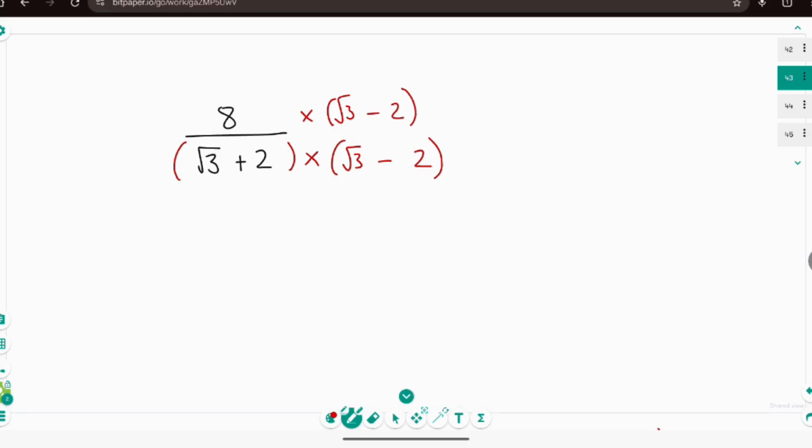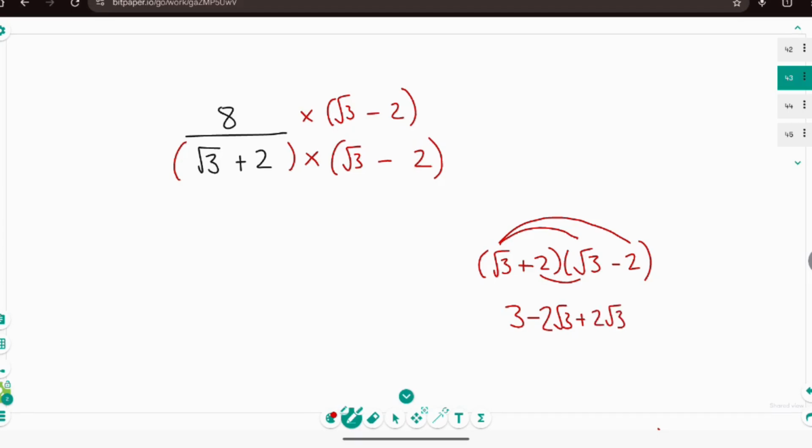Maybe I'll work it out. Right, we'll do the denominator first. I'll kind of do this as an aside so you can see why it makes the denominator rational. Root 3 times root 3, 3. Negative 2 times root 3, negative 2 root 3. 2 times root 3, 2 root 3. Positive 2 times negative 2. Positive times negative is negative. 2 times 2 is 4.